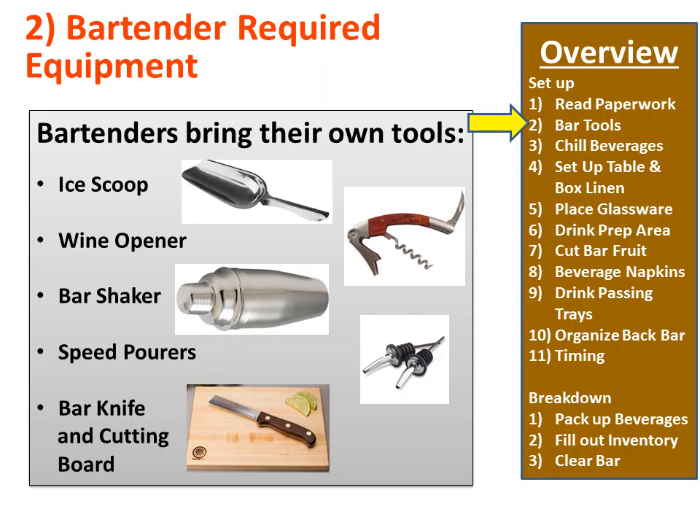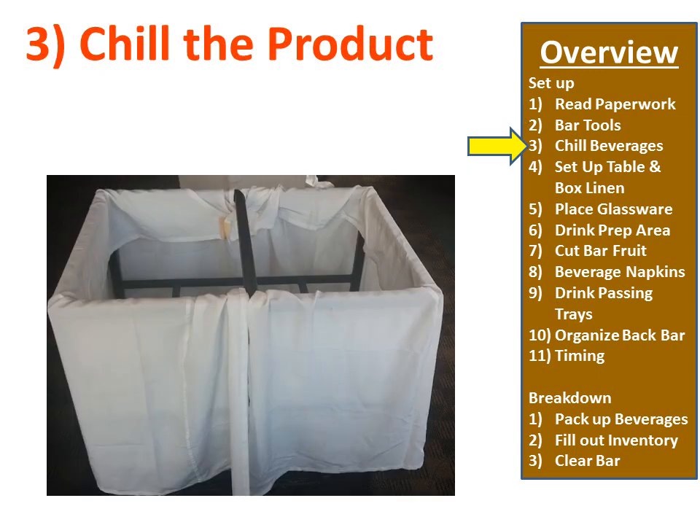As a professional bartender, you are expected to provide your own bar tools. This includes an ice scoop, wine opener, bar shaker, speed pours, and a knife and cutting board. Once you have read your paperwork, it is time to start setting up.